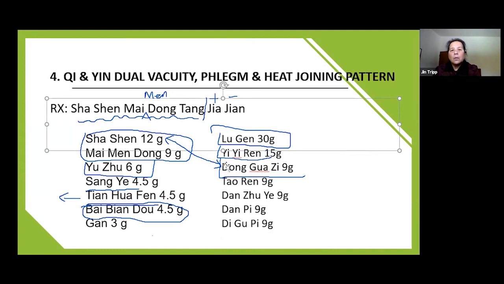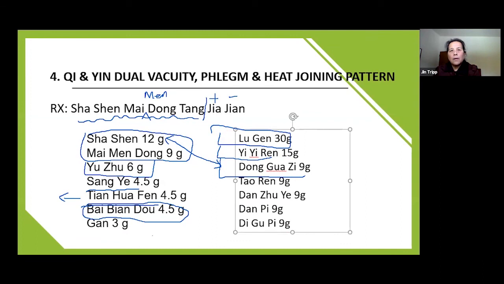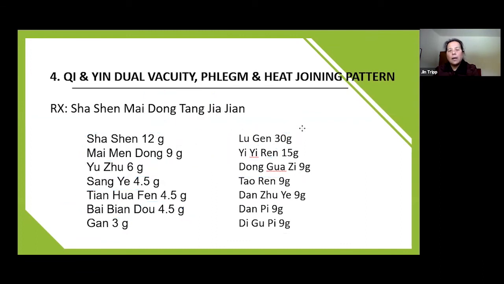And 冬瓜子, moistening for the lung. 桃仁, blood moving herb. So we're talking about deficiency. It will cause some stagnation. So we need some qi moving herbs, blood moving herbs. 淡竹叶 clears heat from the lung. And 丹皮, the same thing as 牡丹皮, clears heat from the blood. 地骨皮 still clears heat from the blood, internal heat. So that's generally the qi yin deficiency pattern.